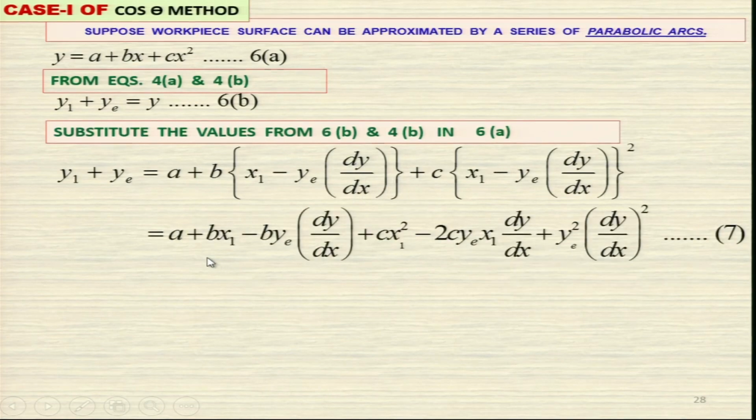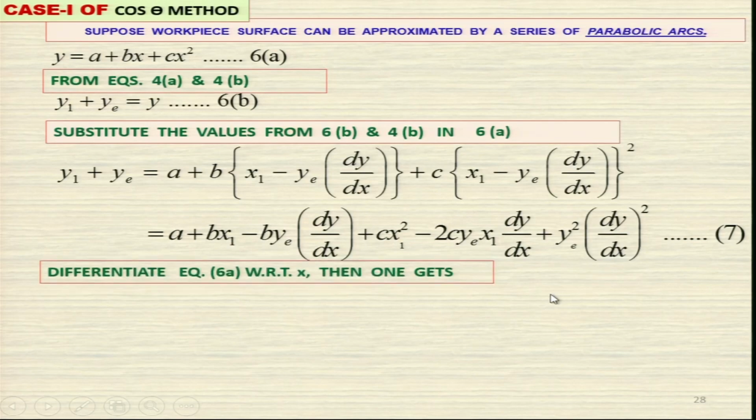So, you simplify this: a plus b(x1 minus y_E dy over dx) plus c x1 square. Here you open this, square this equation, you will get c x1 square minus 2c y_E x1 dy over dx plus y_E square (dy over dx) square, and we know dy over dx is a very small quantity.